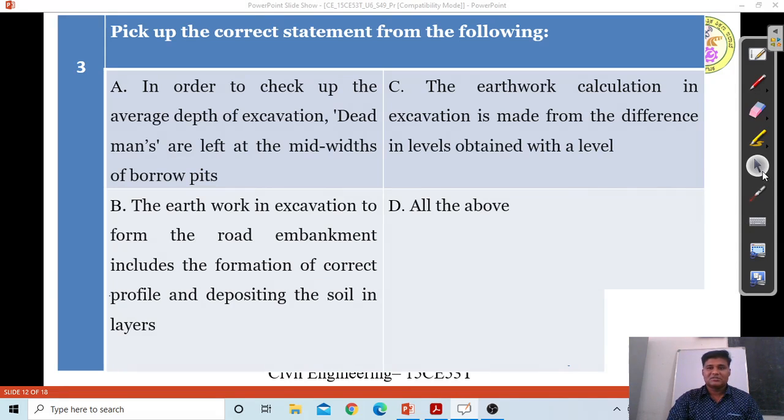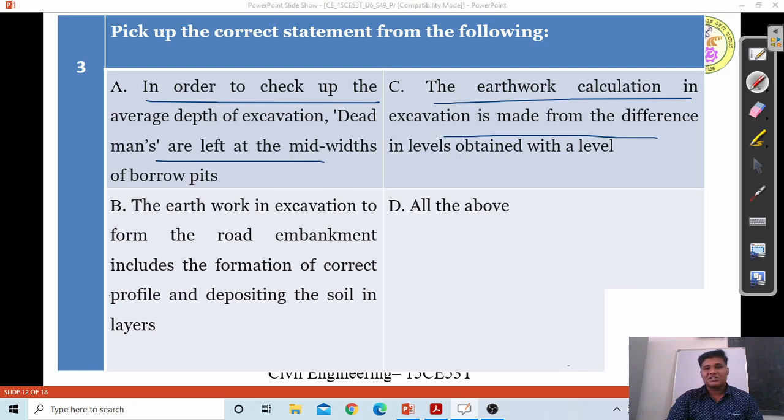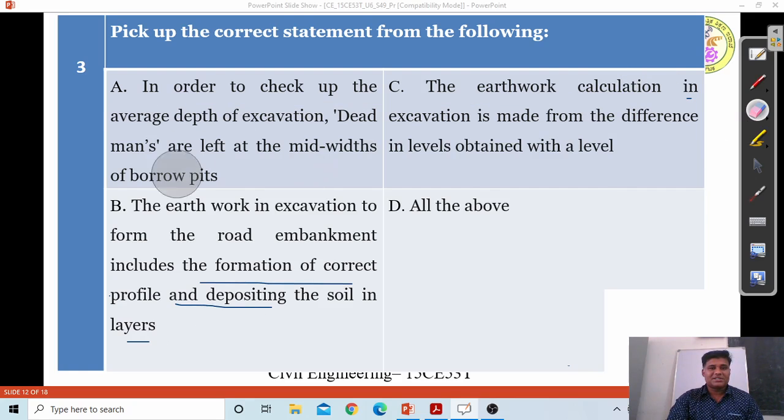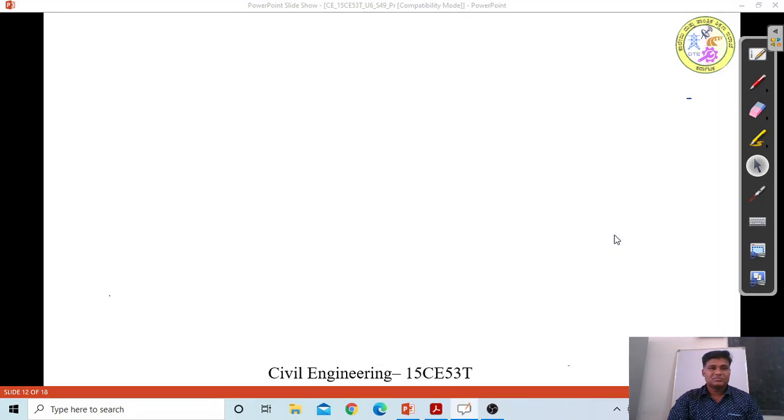Next, pick up the correct statement from the following. In order to check the average depth, dead men are left at the mid widths of borrow pits. The earthwork excavation is made from the difference in levels obtained with the level. Earthwork to form the road embankment includes the formation of correct profile and depositing the soil in layers. So all the statements are correct. So all of the above, D is the right answer.